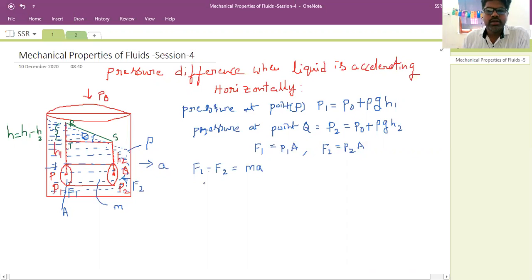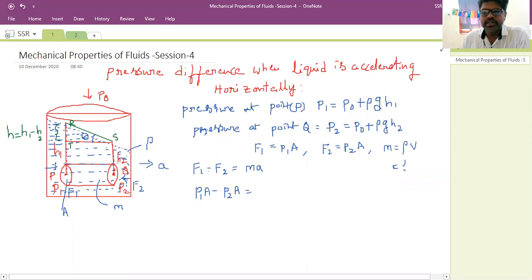Then what is F1? You can substitute P1 into A minus, what is F2? P2 into A. P1 into A minus P2 into A is equal to M into small a, where small a is the acceleration. What is M value? M is equal to density into volume. Density rho, I said already, volume V.